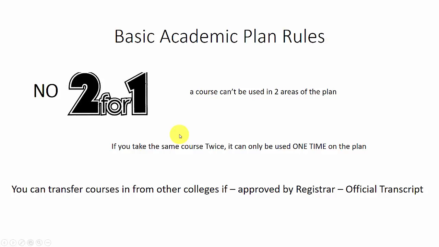Now, some basic academic plan rules. For example, you can't take the same class twice and let it count in two different areas of the plan. So what I'm really saying there is if you take the same course twice, it can only be used one time on the plan. Also, you can transfer courses in from other colleges if they're approved by the registrar here at OCTC. And the way to get that approval is to give those folks an official transcript from that other school, and then they will let you know what classes transfer and how they transfer in.